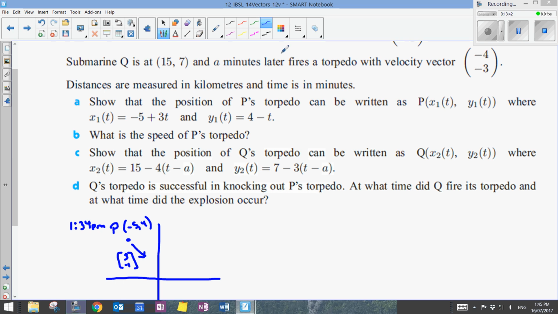Then submarine Q is at 15:07. So 15:07, sitting up here somewhere. Here's submarine Q. And 8 minutes later, it fires a torpedo with velocity vector of -4, -3. So it's traveling this direction. Okay, so again, Q is sitting at 15:07, and it fires a torpedo with velocity vector -4, -3. And this is A minutes later. So for however long P's torpedo is traveling, Q's torpedo will have A minutes less of travel time.